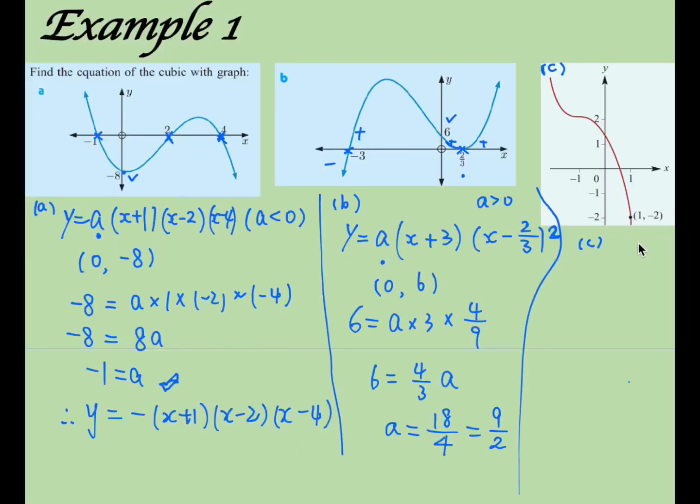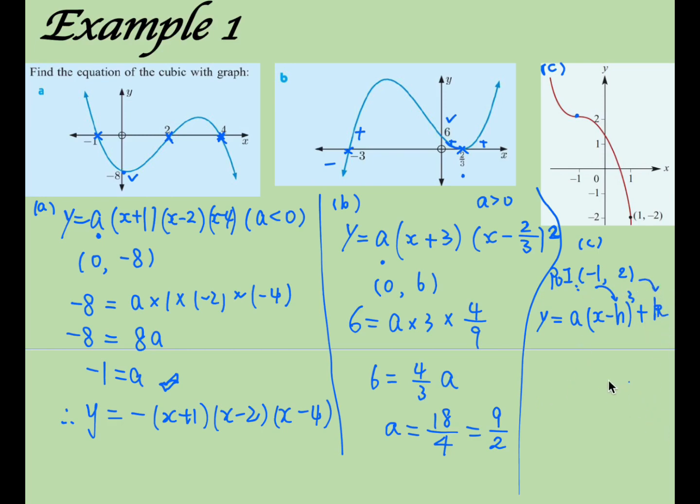Now let's look at part C. The graph is climbing down a hill, and there is a flat point, which is a point of inflection, and we can see the coordinates are (-1, 2). So, point of inflection. Therefore, we are going to use the transformational form to determine the rule. Let y be a times (x minus h) cubed plus k, and the value of h is equal to -1 and k is equal to 2.